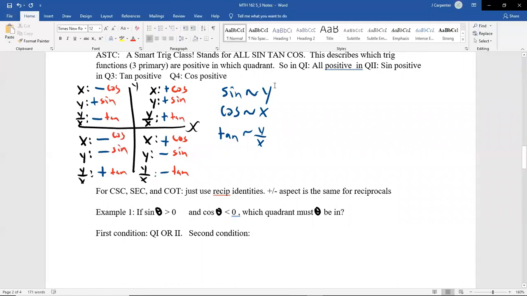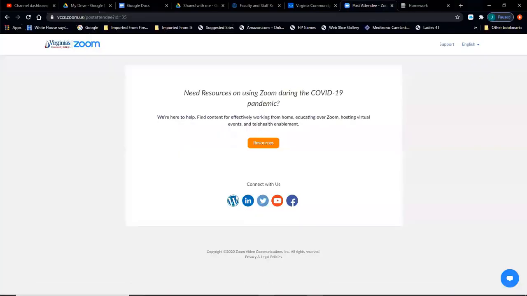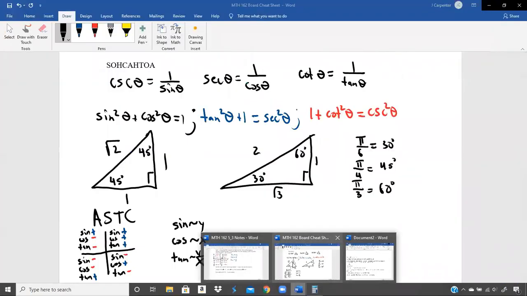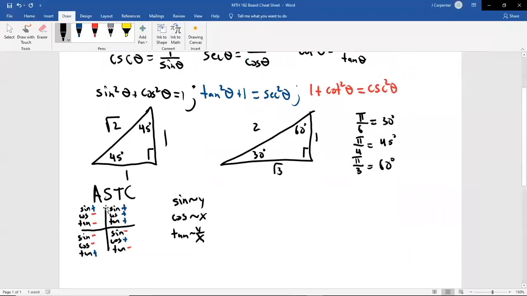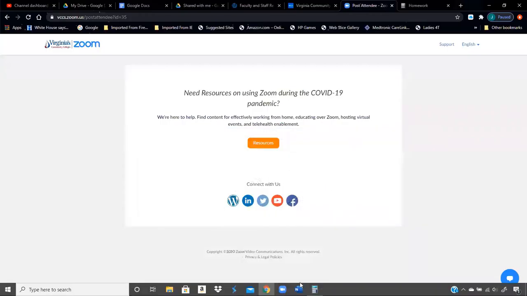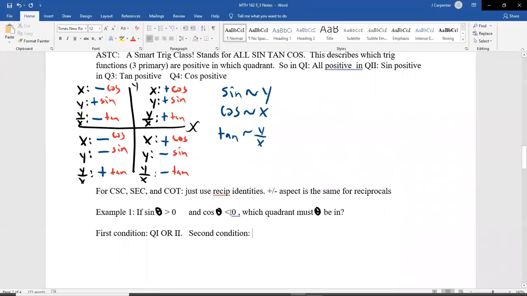Now I'm doing the rationalization using the coordinates x and y, but you also could just do this all based on a smart trig class. You can draw this up all by using ASTC. I even did it a little more color-coded on the cheat version of the board. Wrong thing. See, I color-coded it. The positives are blue. All, sine, tangent, cosine. A smart trig class. Then that just makes the rest negative. So the second condition, cosine is negative, says we were in quadrant 2 or in quadrant 3.